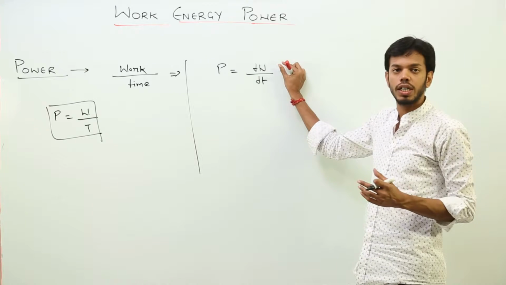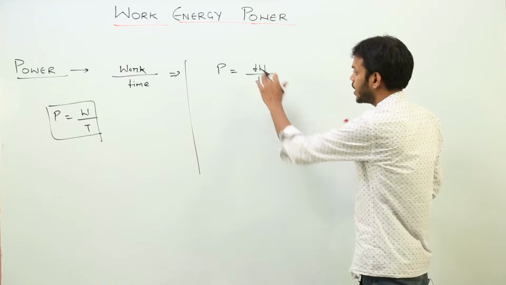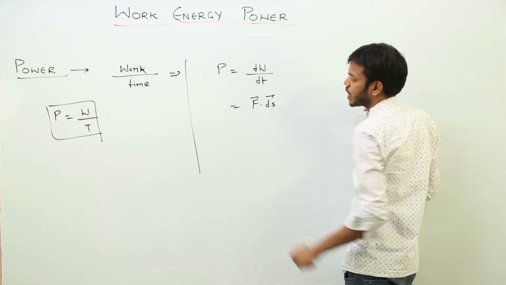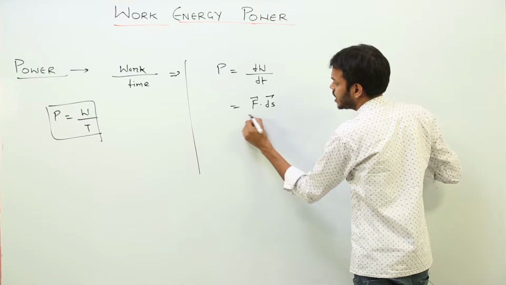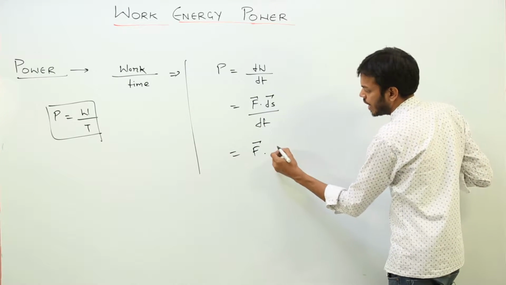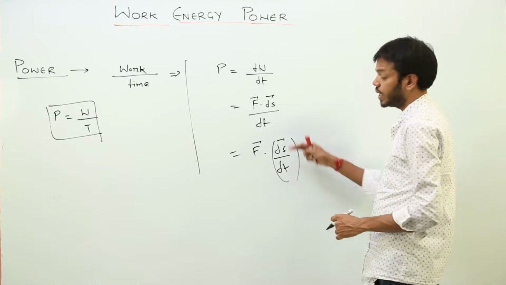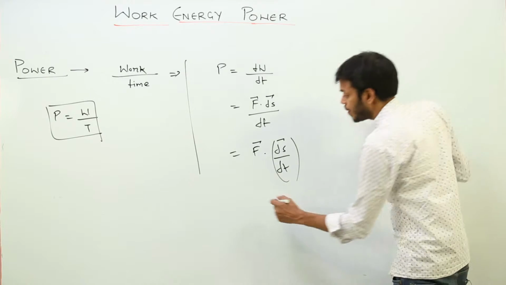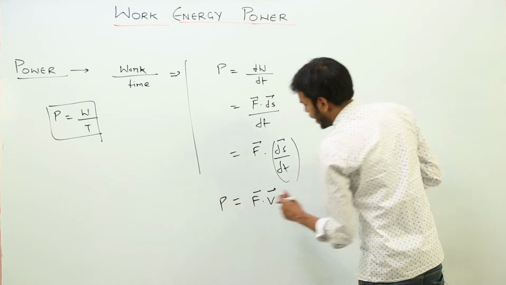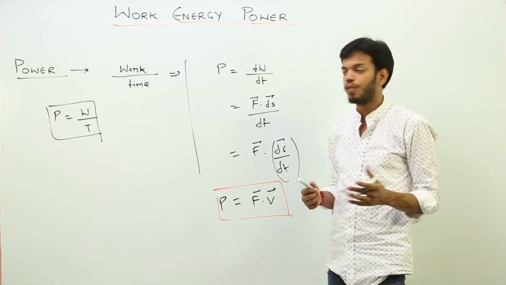dW is the amount of work done at a particular instant of time, or in a very small interval of time, where that small interval is given by dt. So dW over dt. How can I define dW? This is F dot ds, the dot product of force and small displacement, for which the small work done is dW. Then we have dt, so I can rewrite this equation as F dot ds upon dt. What does this become? This becomes ds upon dt, which is displacement upon time, that is velocity. So F dot v. Here we get another formula for power, that is the dot product of force and velocity.